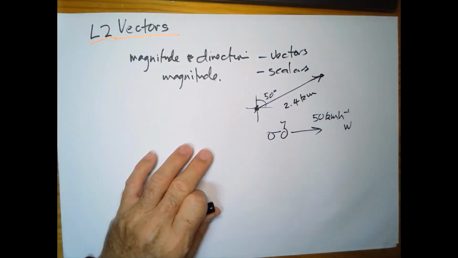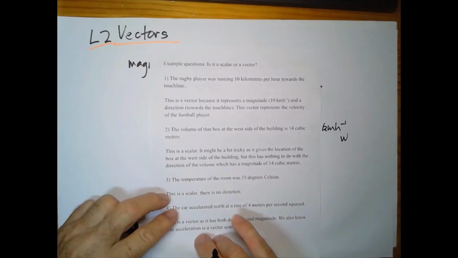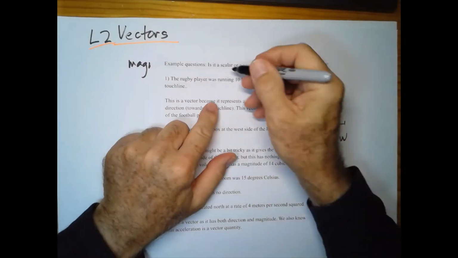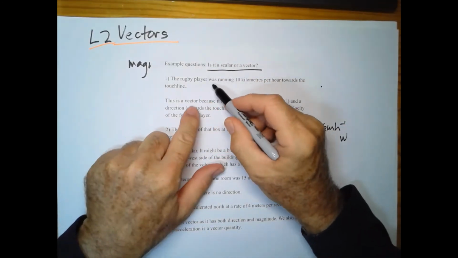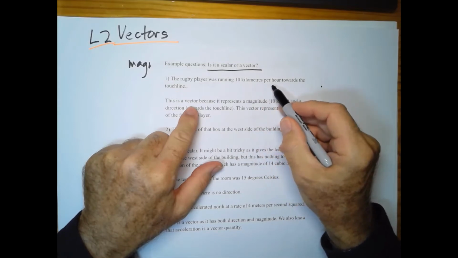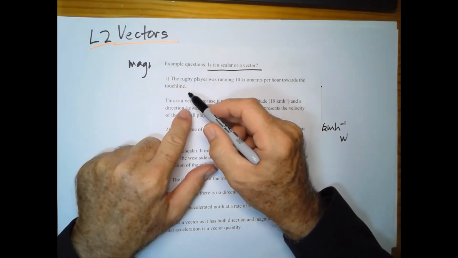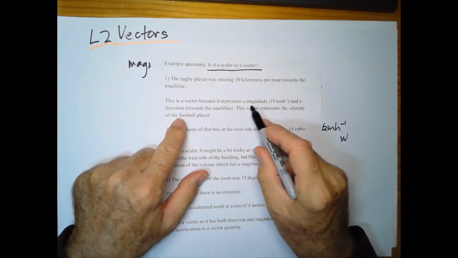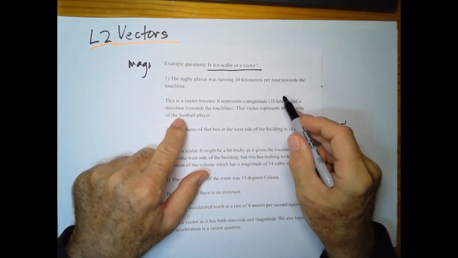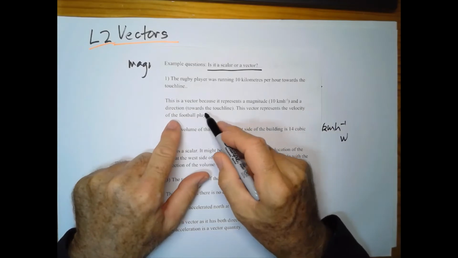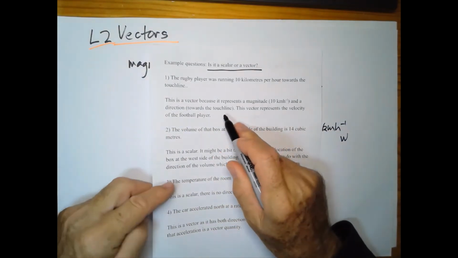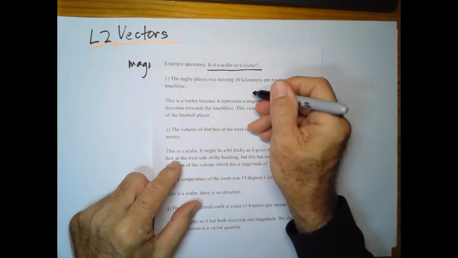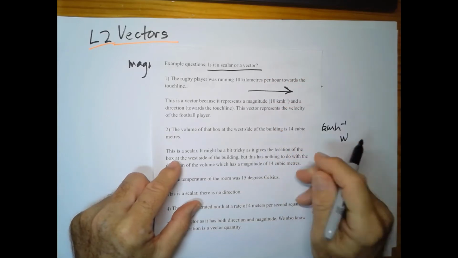Here are 5 examples to look at. Is this a scalar or a vector? The rugby player is running 10 kilometers per hour towards the touchline. It's a vector because it represents a magnitude, 10 kilometers per hour, in a direction towards the touchline. So this vector represents the velocity of the rugby player.